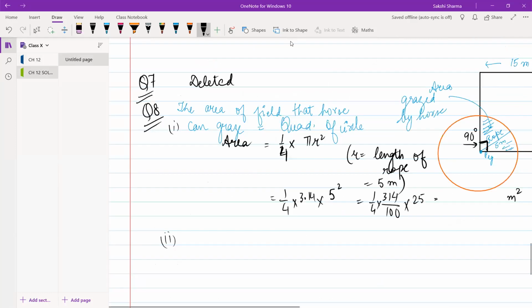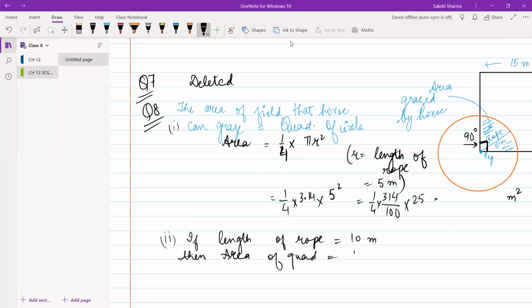So if the length of rope is 10 meters, then area of the quadrant will be given by 1/4 pi r square. This will be 1 by 4 times 3.14 into 10 squared. This will be 314 by 4, which is 157 by 2 meters square.